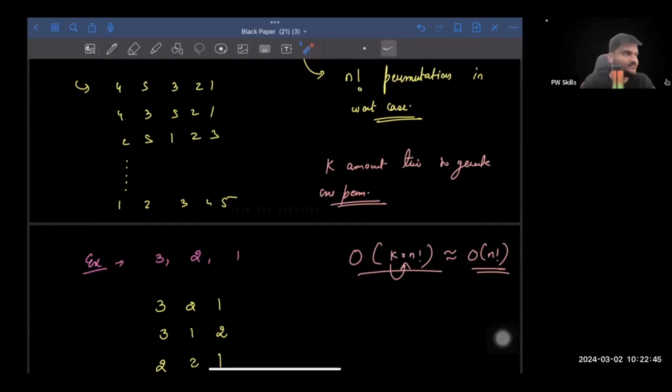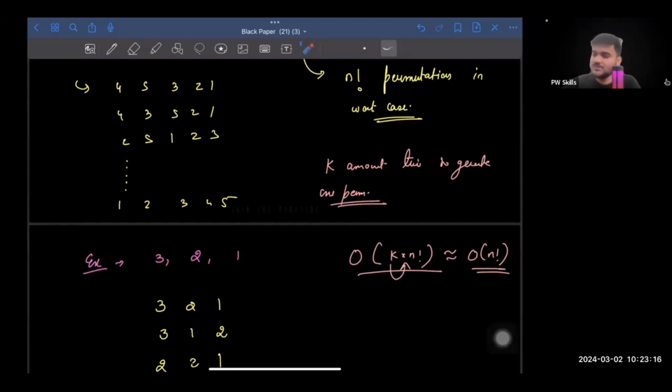Does that point make sense, guys? Am I making sense or not? A lot of people think that bubble sort, selection sort, these are the worst possible sorting algorithms, but that's not true. The worst possible sorting algorithm is the one which generates all possible permutations.